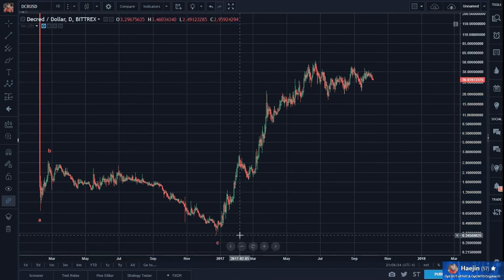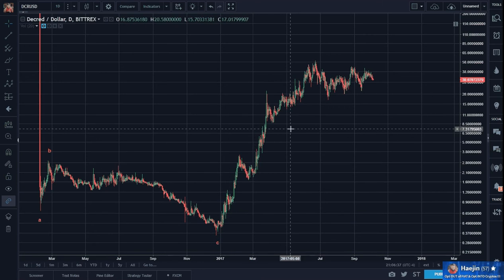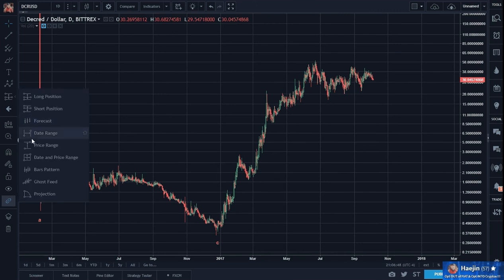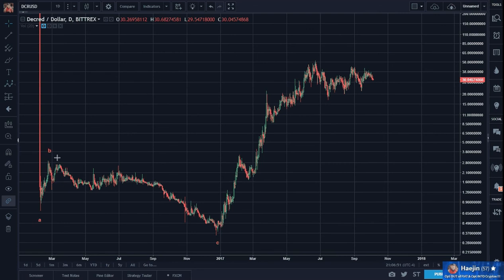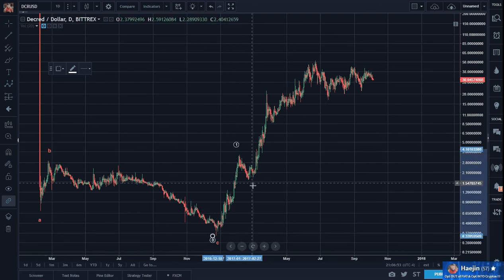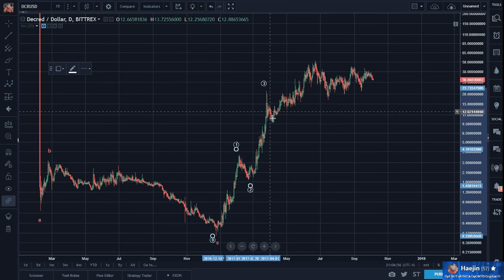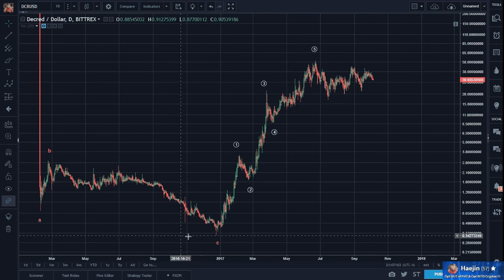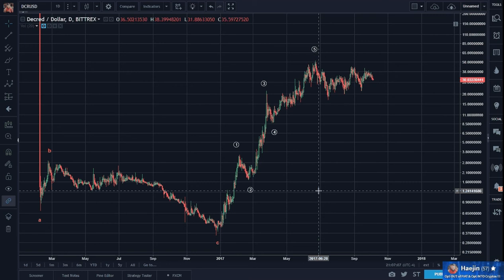So if this was ABC, and then we have a potential trend change, that trend change has to happen in 5 waves. So can we count 5 waves here? Let me see. 1, 2, 3, 4, 5. Perfect. Very nice impulsive waves. And for those of you who are new to Elliott waves, there are certain rules that these waves have to abide by.